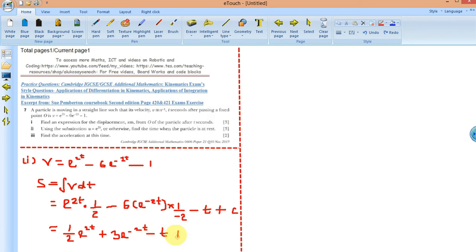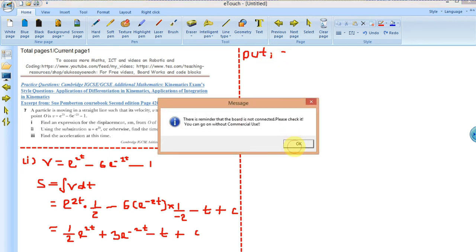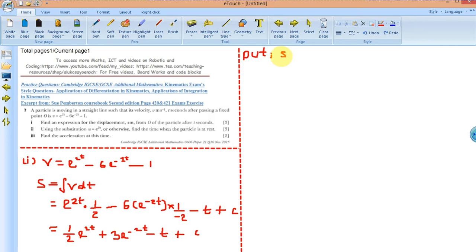Plus c. So how do we find the constant now? When displacement is 0 at time 0, we can find our constant. So to find c, put x, that is displacement, to be 0 and t to be 0 in the original function. Guys, I'm speaking English, right?